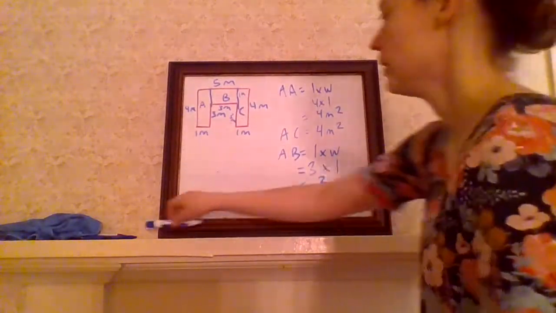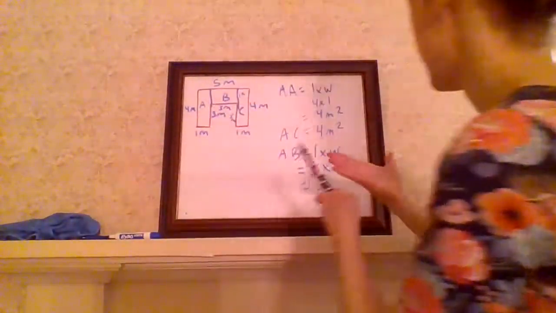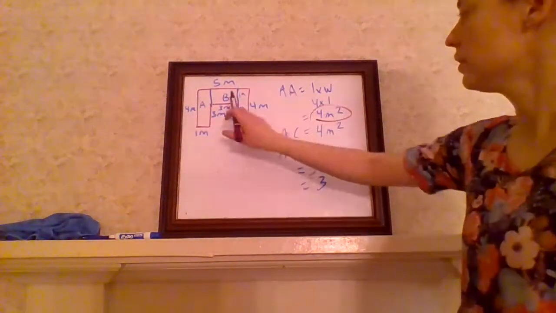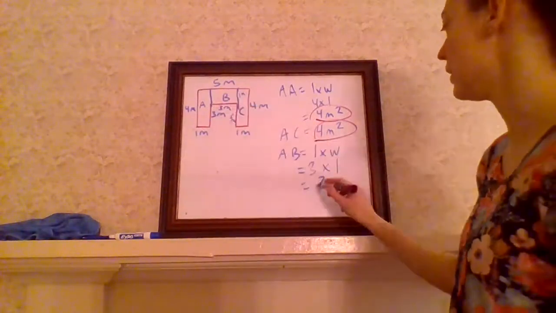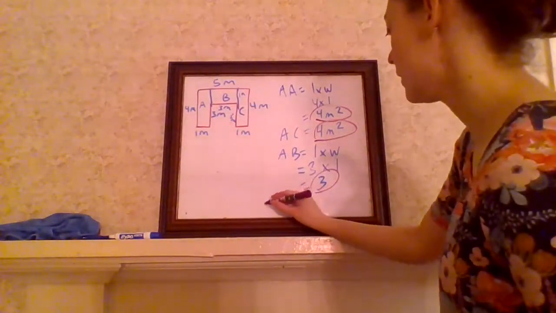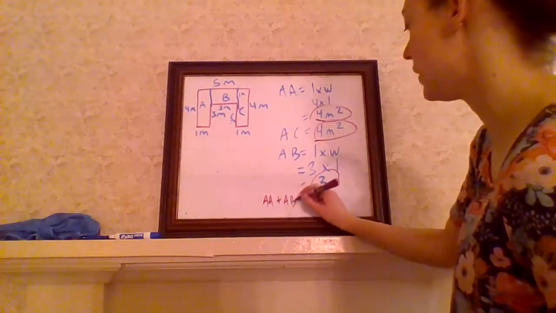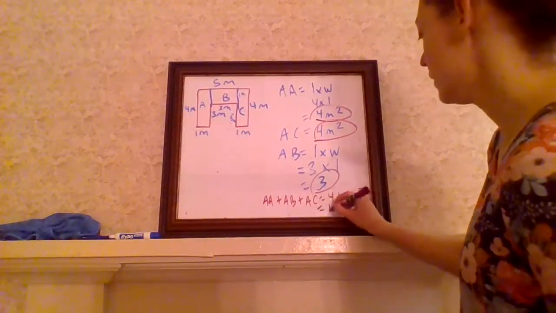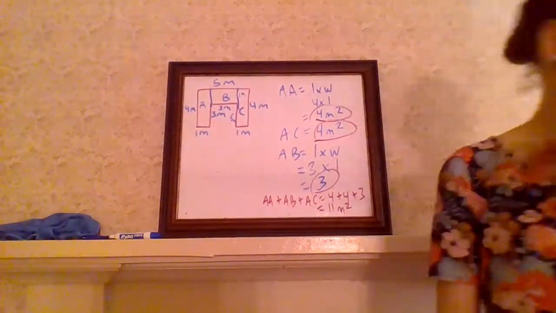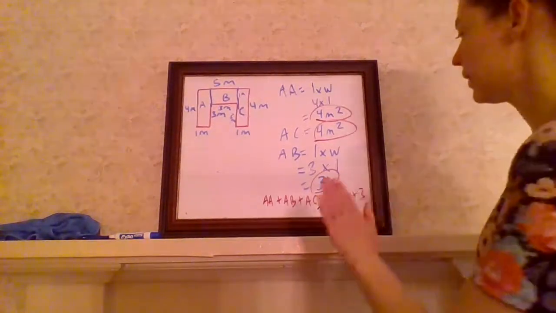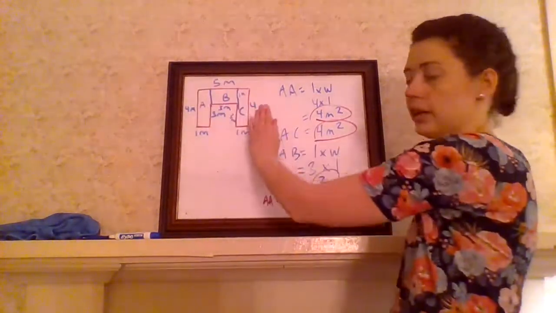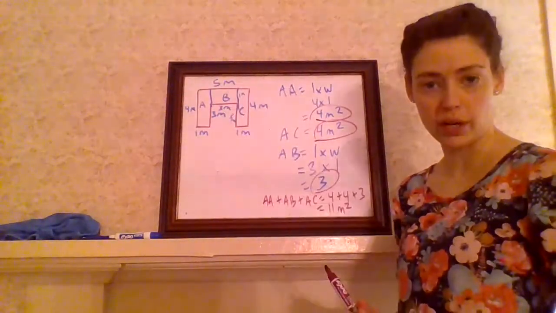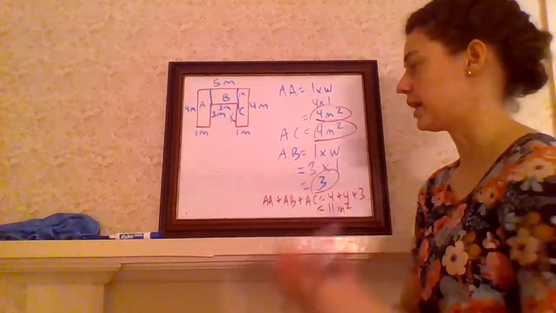So now we add these 3 areas together. We have area for figure A is 4, C is 4, and B is 3. So we have to add area of A plus area of B plus area of C equals 4 plus 3 plus 4, which is 11 meters squared. So that is how you find out an area of a composite figure that you don't have a formula for. You cut it into shapes that you do know, find those areas, and then put them together.